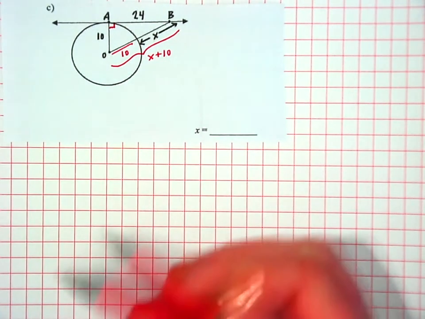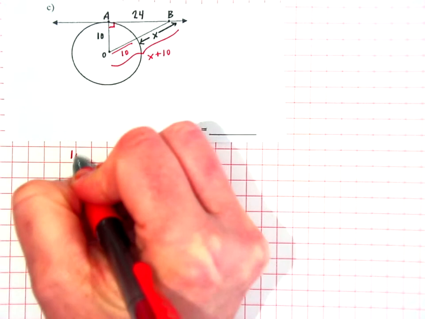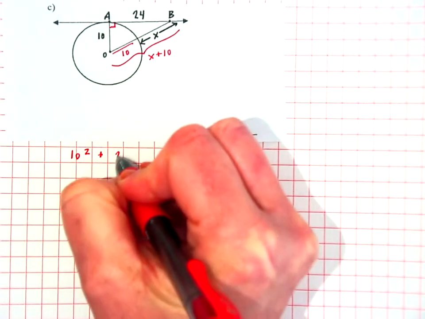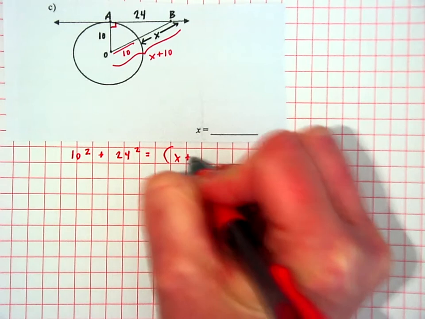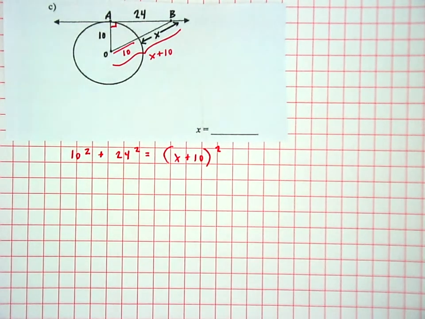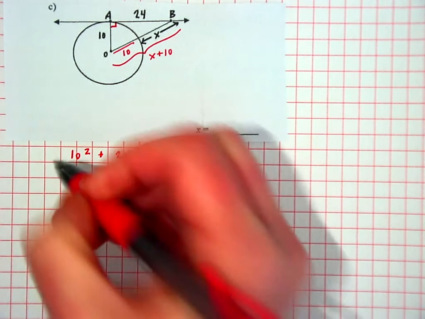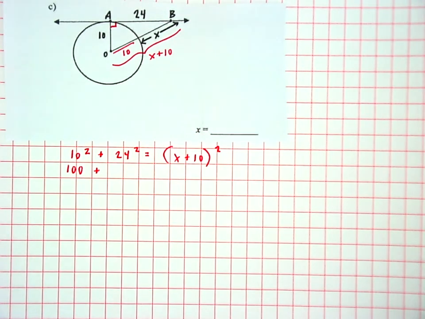So now if I'm trying to solve for x, let me just slide it up. I'm going to do it below the problem. Here I'm just using the Pythagorean theorem. So I have 10 squared plus 24 squared equals x plus 10, as a quantity, being squared. So now I'm just trying to solve for that x. So let me work through it. 10 squared is 100, and 24 squared is going to be 576.